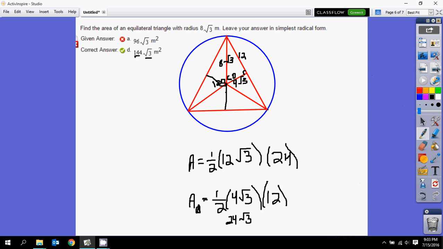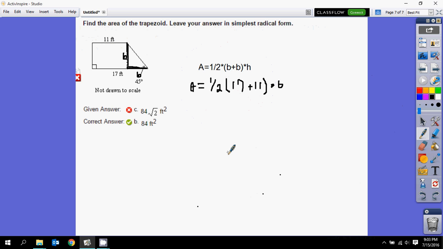The last one is going to be tremendously easy compared to that one. It's still not easy, but a lot easier than the last one, I should say. Again, finding the area of a trapezoid. You notice there's a 45 degrees. So again, I'm using special triangles here. That's why I like to save this section to near the end, because it really is a good review for that chapter 8 stuff.